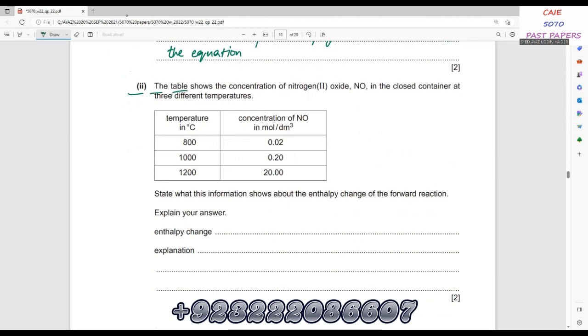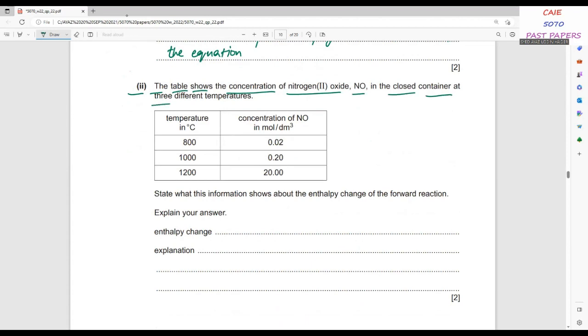Number 2, the table shows the concentration of nitrogen oxide NO in the closed container at 3 different temperatures. These are the temperatures: 800 degrees centigrade, 1000 and 1200. You see the concentration of NO in mole per dm cube is increasing. At 800 degrees centigrade, it was 0.02, but at 1000 degrees centigrade, it raises to 0.2, and at 1200 degrees centigrade, it reaches 20 mole per dm3. State what this information shows about the enthalpy change of the forward reaction.